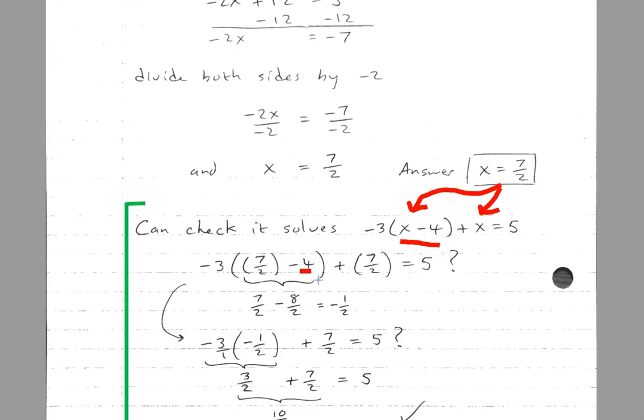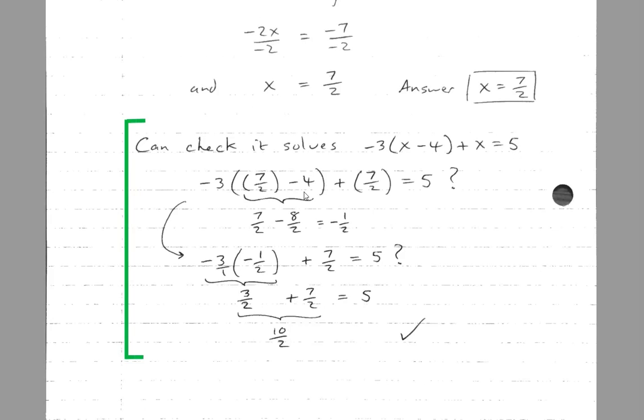We're subtracting fractions, we need a common denominator, so that's the same as 7 over 2 minus 8 over 2. Multiply by 2's here. And 7 minus 8 is negative 1, so negative 1/2. Right, so this is good practice. So this whole piece turns into negative 1/2.